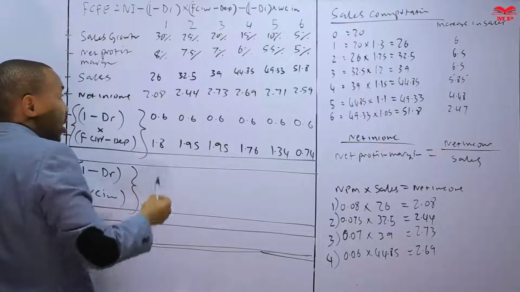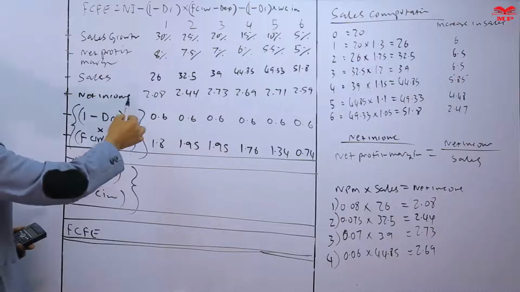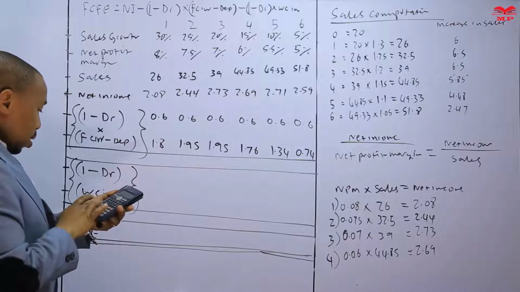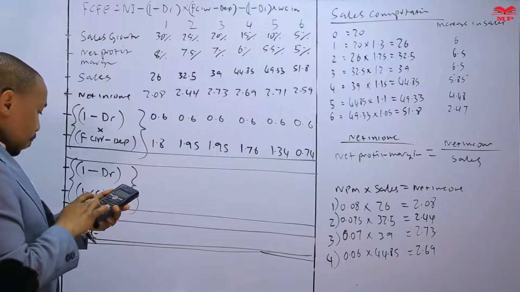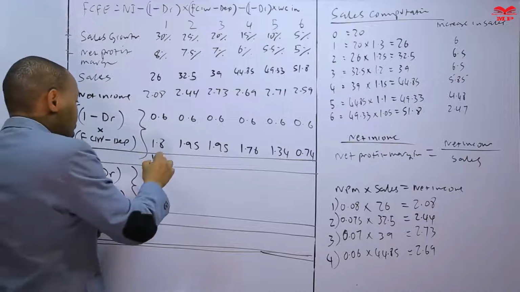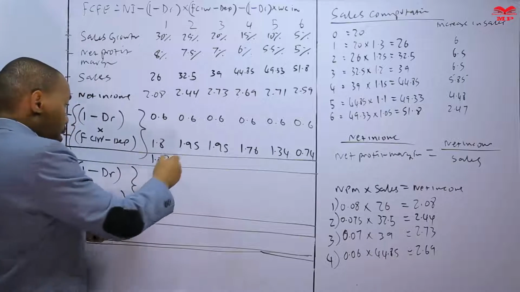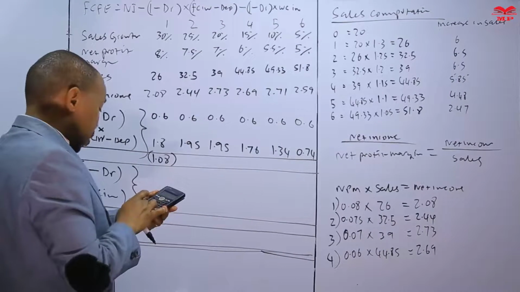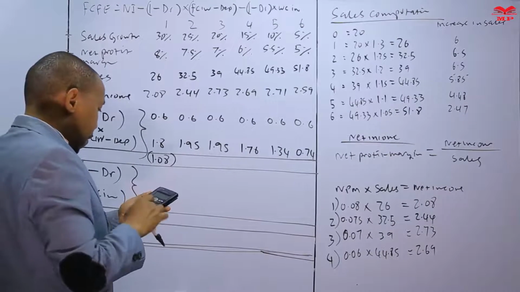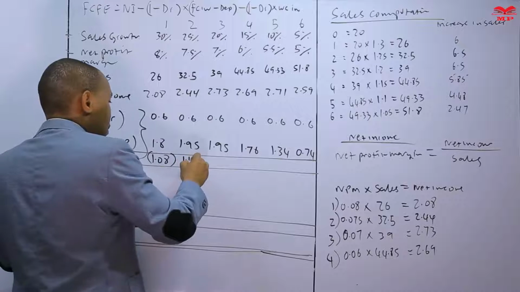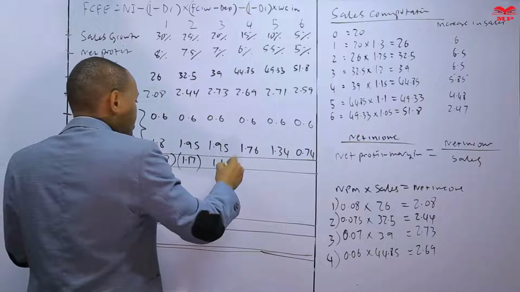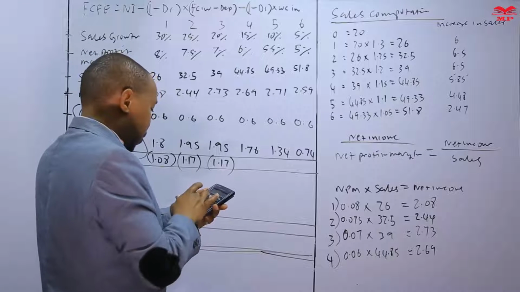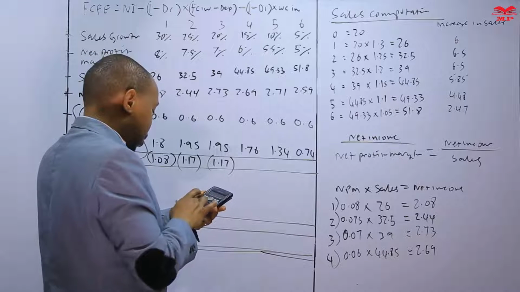And the answer should be negative because you're going to deduct it from the net income. So this minus the product of that there. So how much are we getting? 0.6 multiplied by 1.8, we have 1.08. Put that in brackets there. So 0.6 multiplied by 1.95, we have 1.17, 1.17 because it's the same value there. Then we have 1.76 multiplied by 0.6.